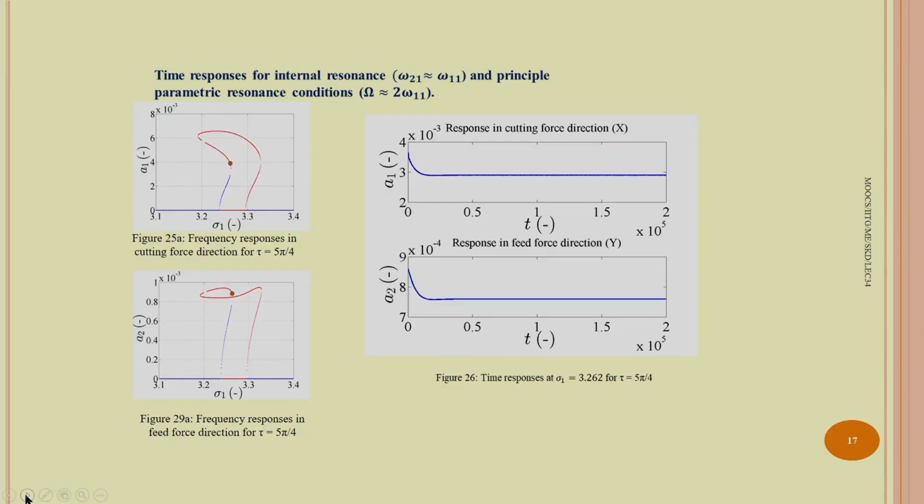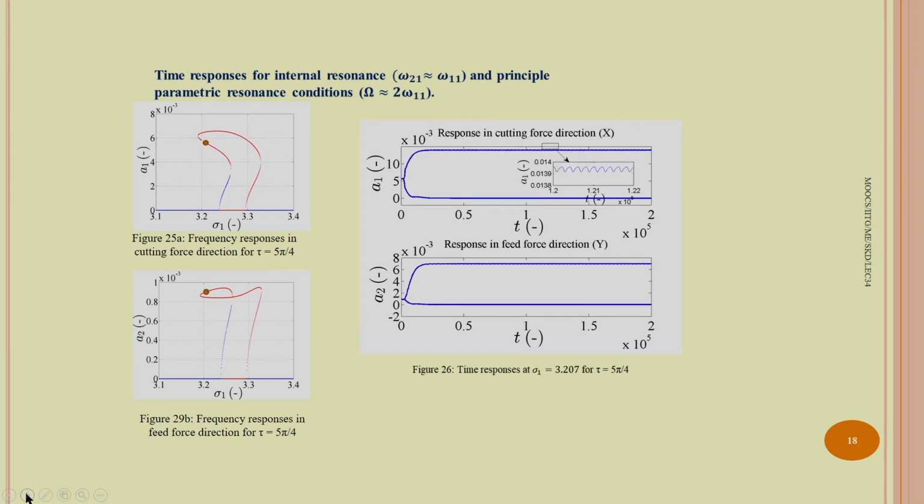So, this way one can study different frequency and force response plots for different system parameters. Here the time response is also plotted to show the response in the cutting force direction and in the feed direction. So, 2 points have been taken in this unstable zone, and you can see there is vibration, and due to this vibration there will be chatter marks on the workpiece.